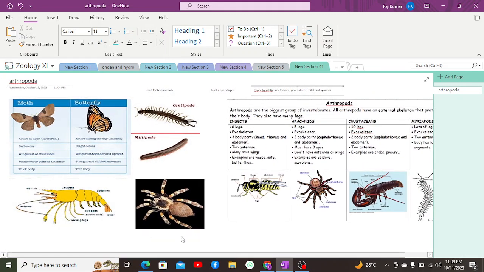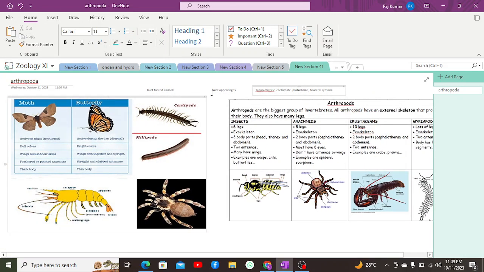Apart from this, they are found on any part of Earth where life exists, which means they are present in the biosphere. They exist in every type of habitat, whether it is marine, moist soil, or dry soil.